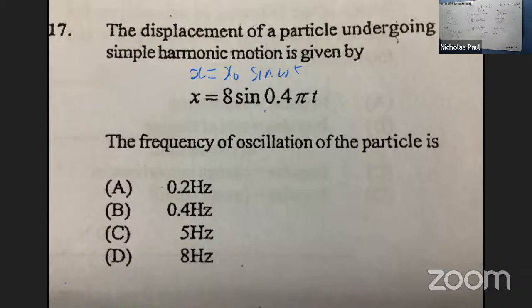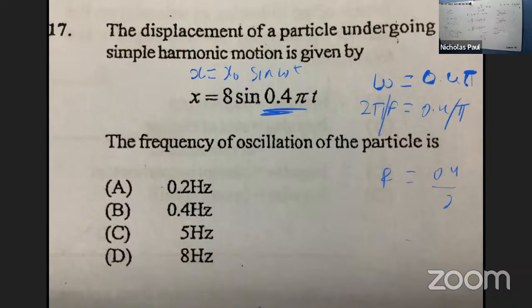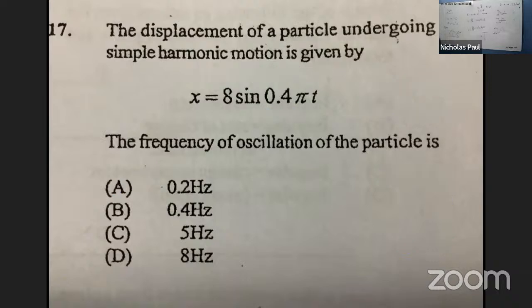Right, we can read off omega is equal to 0.4. And we can use that to find f, right? Omega is 2 pi f. The pi will cancel and 0.4 divided by 2 is 0.2. So the answer is 0.2 hertz. No, write it down. Try and work it over.